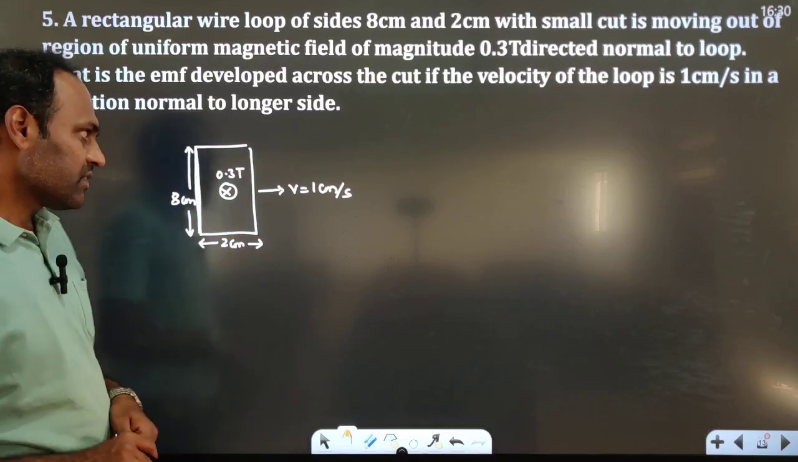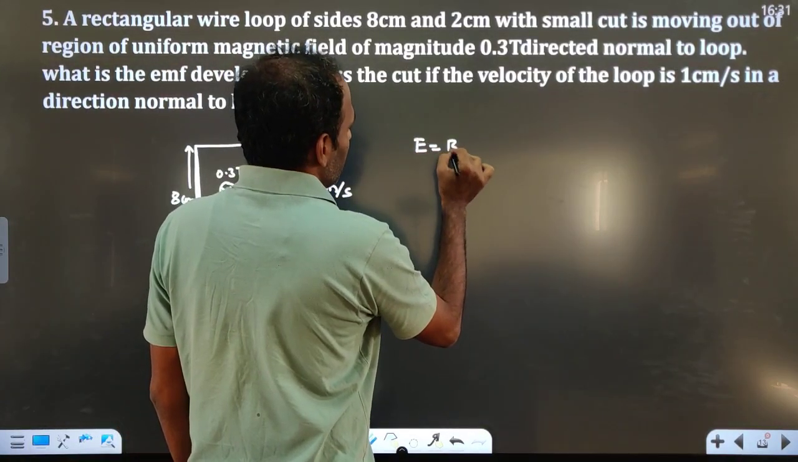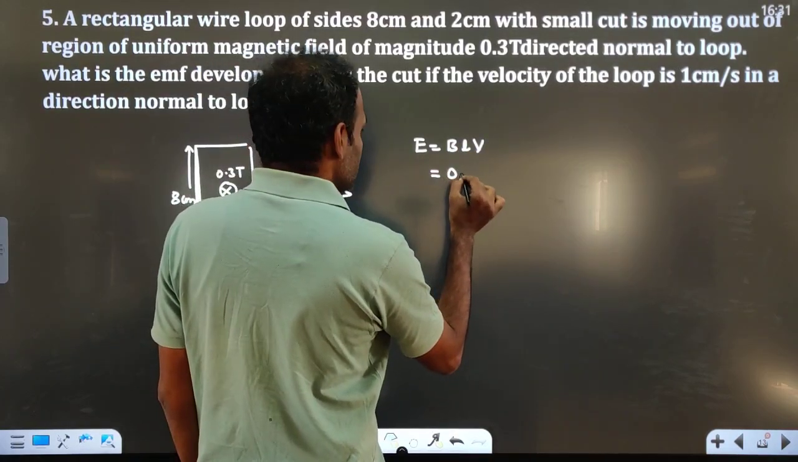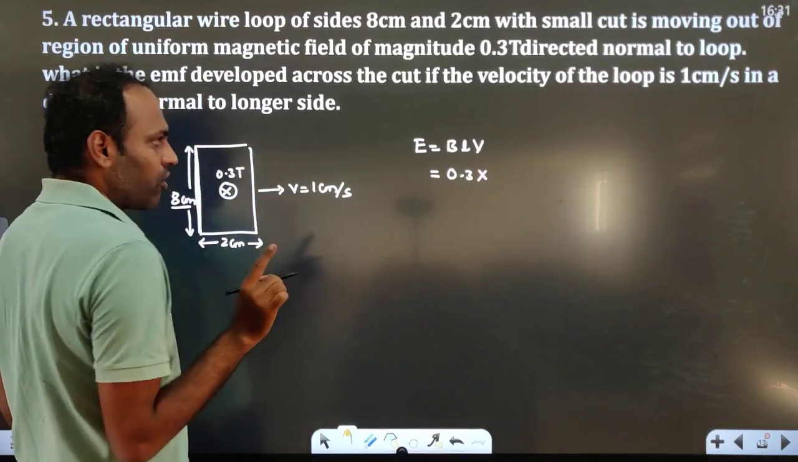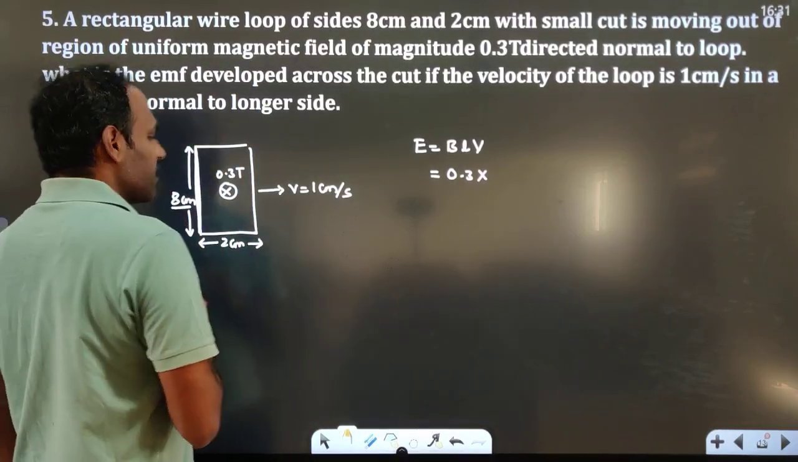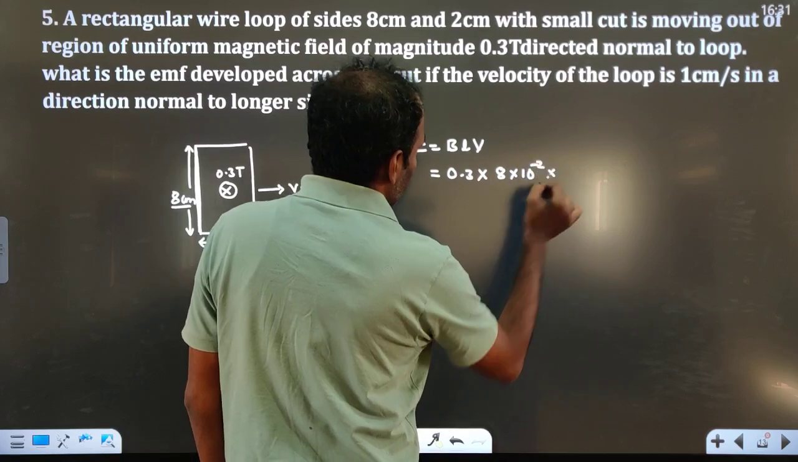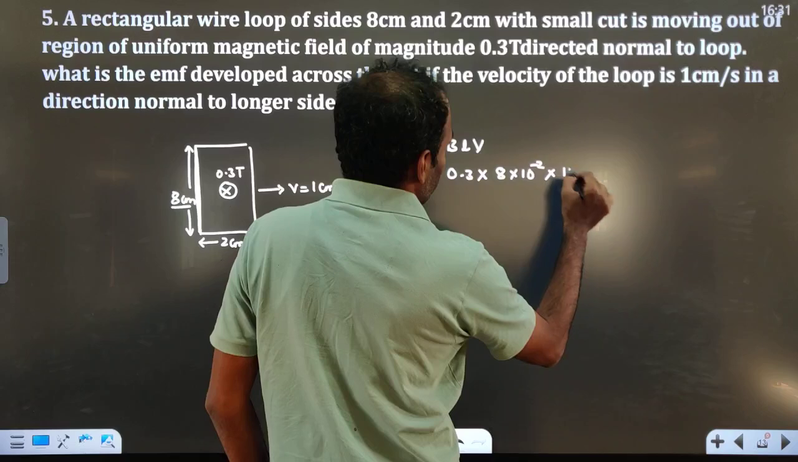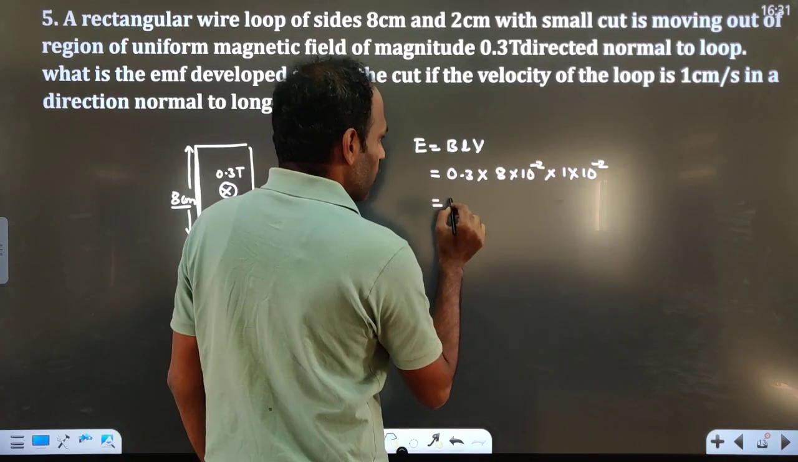Motional EMF. That's why we have to calculate the EMF by using the formula E is equal to B into L into V. How much is B? B is 0.3. How much is length? Length is 8 cm. You take the longer side because it is cutting the magnetic field perpendicularly. It is 8 cm. I will take it in meter, 8 into 10 to the power minus 2, into velocity 1 cm per second. You take it in meter, 1 into 10 to the power minus 2. Okay, we'll get it as 0.3.